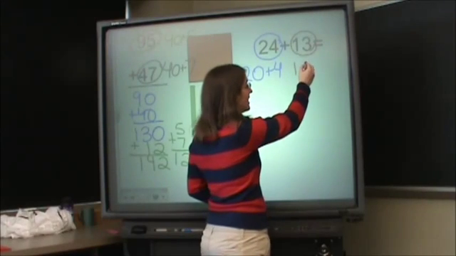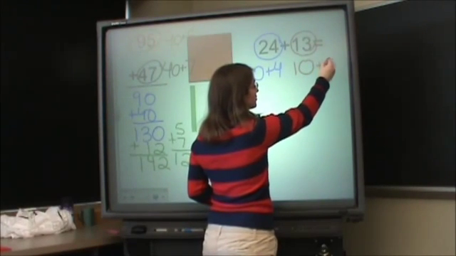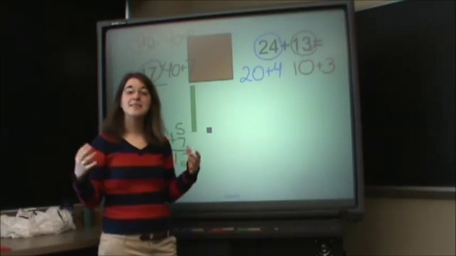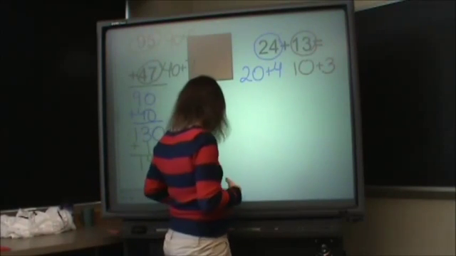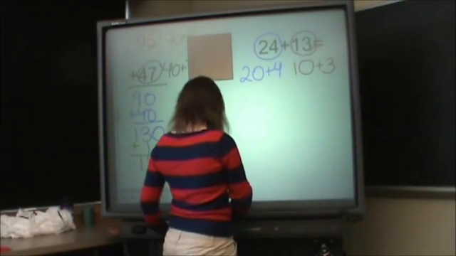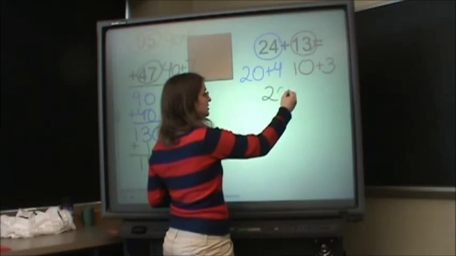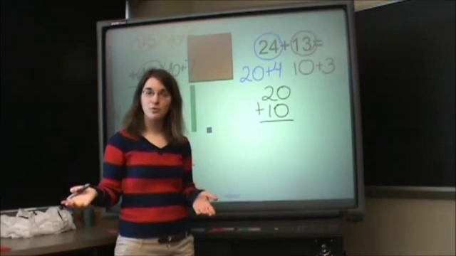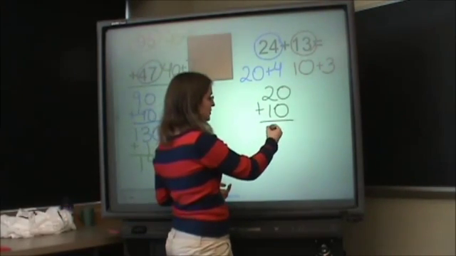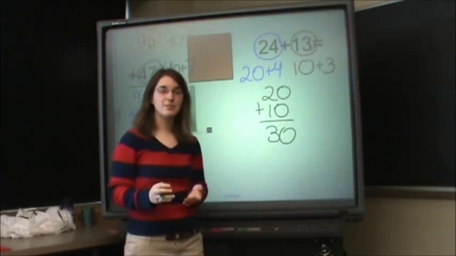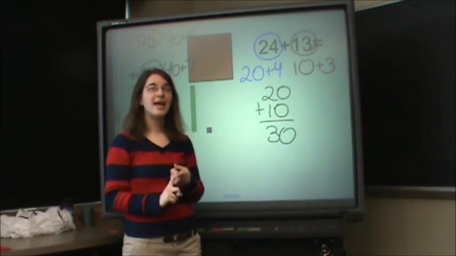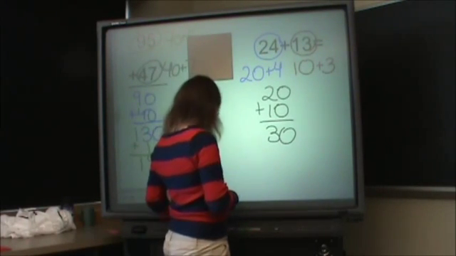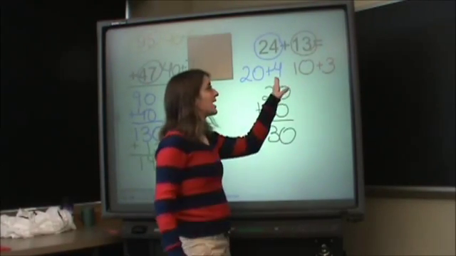And then we'll split up the 13. We know this is 1 ten plus 3 ones. Now we're going to add the 2 tens places together. So we have 20 plus 10. And using what we know about our basic facts, we know that this is going to equal 30. Or we can count up and say 20 plus 1 ten. So you're only going to count up by 10 once. 20, 30.